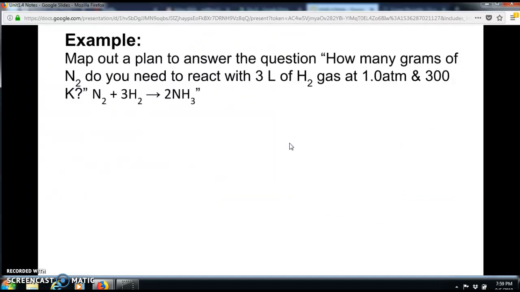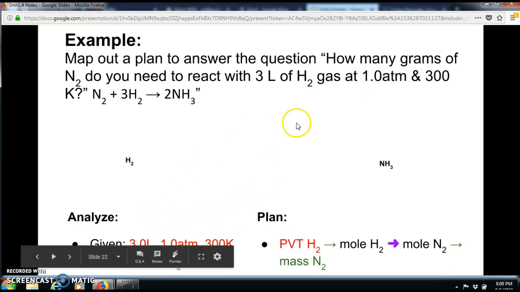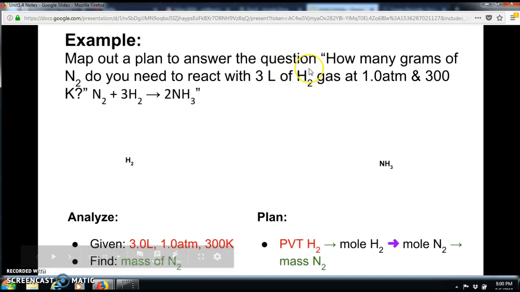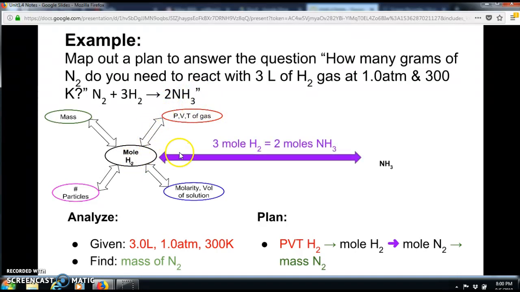Okay, now how would a mole map be helpful? If you're not given moles and asked to find moles, that's when a mole map is helpful. So like in this problem where you ask how many grams of N2 do you need to react with 3 liters of H2, and they're giving you all this other information here. So we're going to use a mole map for this. We're given the volume, the pressure, and the temperature of H2. And so we're going to start over here, the PVT of H2. And then we can use that to find the moles of H2. Once we have that, we can use the molar ratios to go from moles of H2 to moles of NH3.